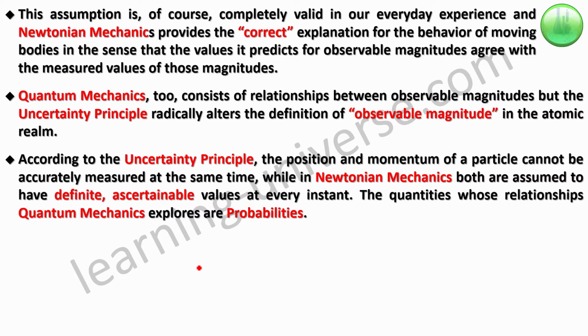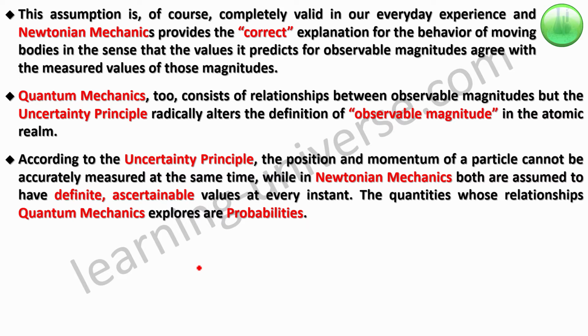The quantities whose relationship quantum mechanics explores are probabilities. So quantum mechanics is probabilistic and Newtonian mechanics is deterministic. Newtonian mechanics says this is the value, and quantum mechanics says the probable value is this, or the probability of this value is this.